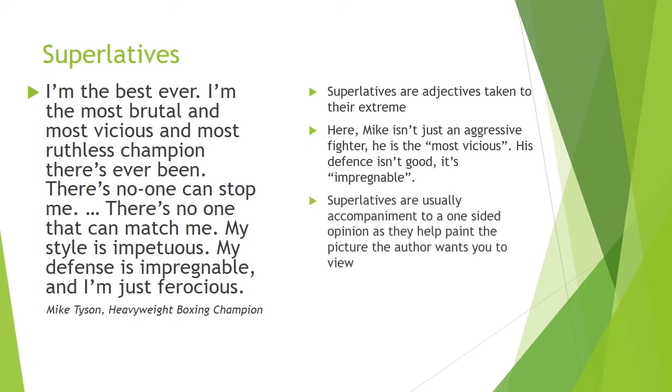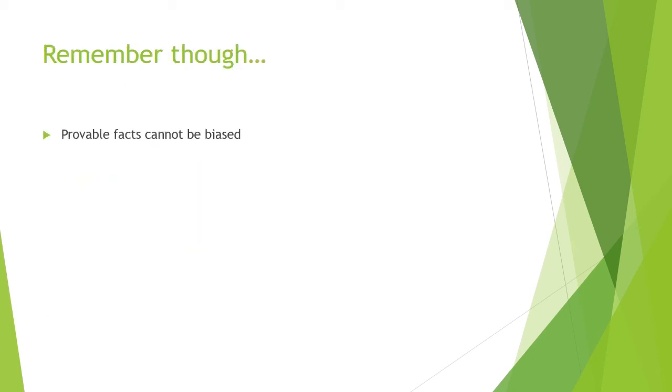And the superlatives are usually an accompaniment to our one-sided opinion because they're the author helping to paint that picture that they're trying to get you to agree with. They'll get you to come on side with their bias and with their persuasion. But it's important to remember, as I was saying earlier, that provable facts can't be biased.